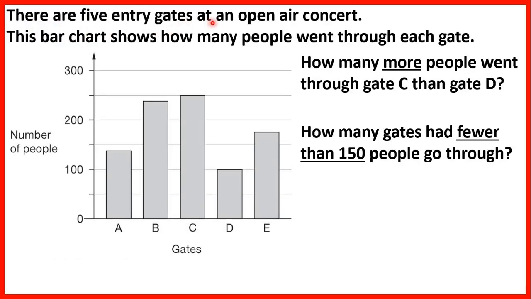There are 5 entry gates at an open-air concert. This bar chart shows how many people went through each gate. How many more people went through gate C than gate D?